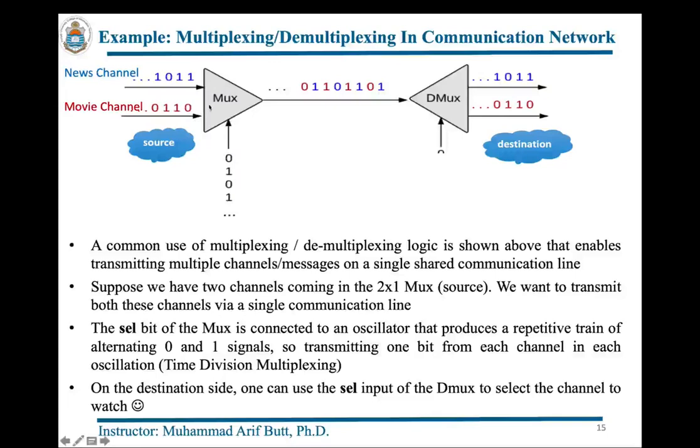So for one clock, this one is placed over here, for the next this 0 is placed over here, then this 1 is placed, then this 1 is placed, then this 0 is placed, and so on. And on the destination side, one can use the select input of the demux to select the channel to watch. So this is a very common example of multiplexing and demultiplexing that is used in the communication network. An interested student can dive into time division multiplexing as well as the concept of frequency division multiplexing. And I move ahead.